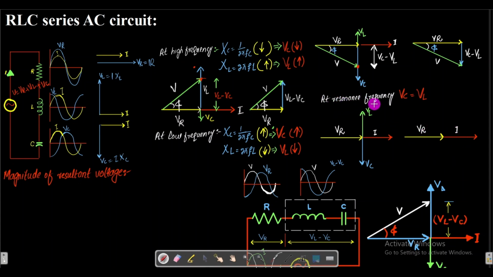So at resonance frequency, this RLC circuit will behave as a pure resistive circuit, and at low frequency this RLC circuit will behave as a pure capacitive circuit. At higher frequency this will behave as a pure inductive circuit.